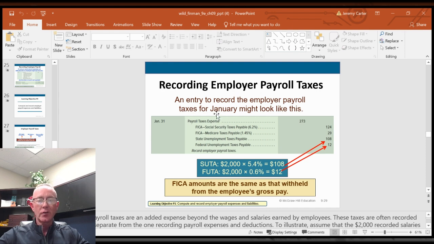So we would make this journal entry this way. When you calculate this amount, this 6.2 and this 1.45 should be identical to the amount that comes out of the employees' checks. If it's not, go back and use that as a check figure. If it's not, then you've done your calculation wrong. These are matching amounts; they should match. These other amounts here, the state unemployment and federal unemployment, are additional costs we have for our employees.